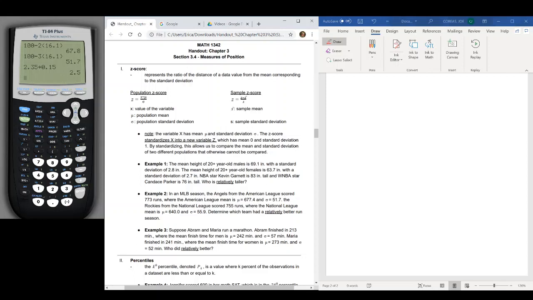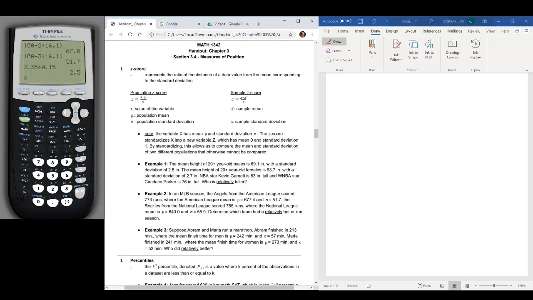In this example, we're looking to compare two different populations that it wouldn't be fair to compare directly. So anytime you have two different populations that otherwise could not be compared, we can compare them using what we call z-score. Looking at these examples, what you'll notice is we're trying to identify two different populations that we wish to compare using the z-score. Okay, so z-score has a formula that we'll discuss here.